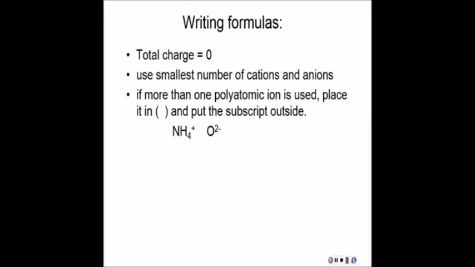Now you notice the charges. The charges are +1 and -2. So we need a +2 to balance off the -2. So the formula, now we put parentheses around the NH4 because we're using 2 of them, and we put the 2 outside. Remember, again, positive then negative. And so the name is just going to be ammonium oxide.